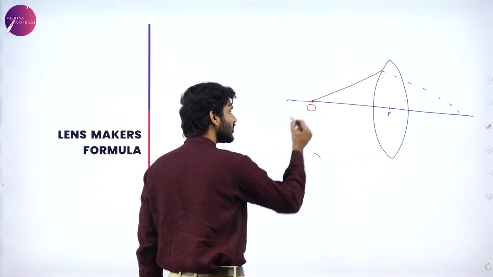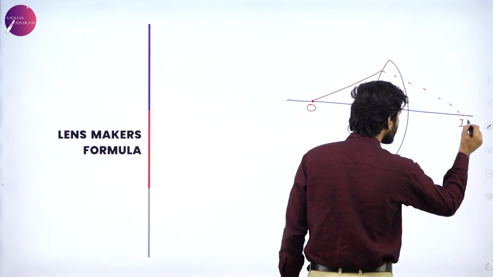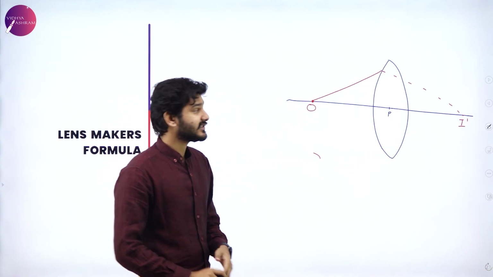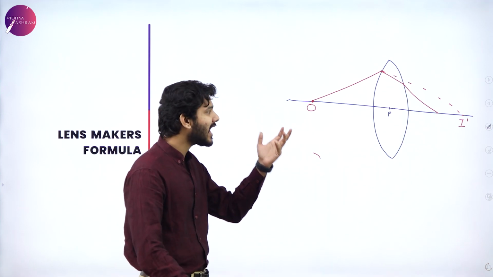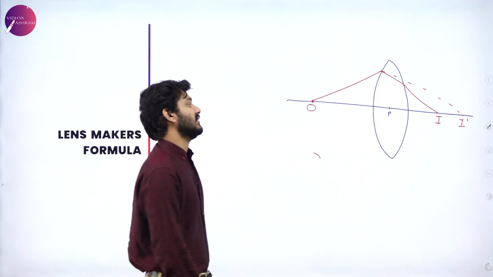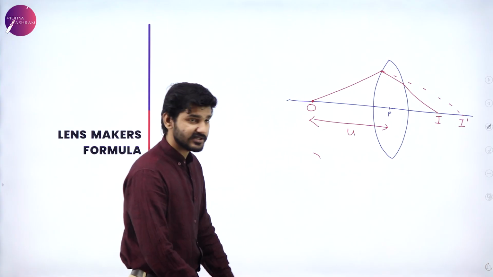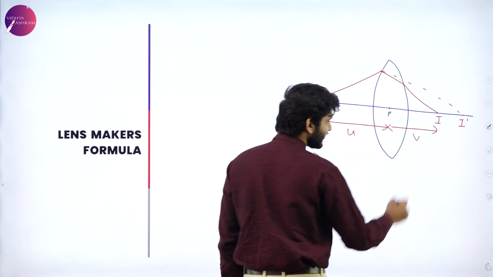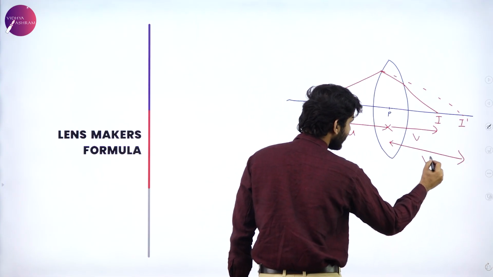So here object O is there, and similarly an image I or I dash will be formed in that particular point. But there are two surfaces, which means that this will actually refract and produce an actual image here. So again, we know that this particular distance is nothing but object distance U, and this particular distance is nothing but image distance, which is indicated by V, and this particular distance is V dash.